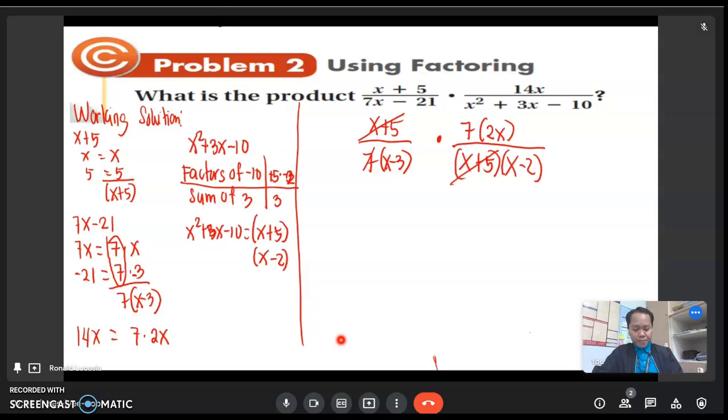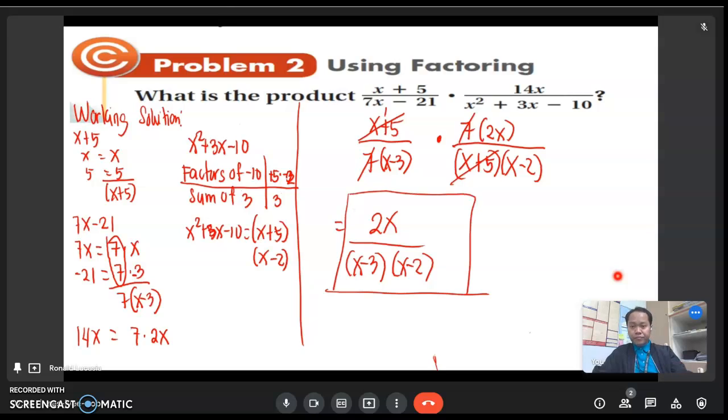So 7 can be cancelled out as well. So I have 1 here. Numerator times numerator, so 1 times 2x. That is going to be 2x over (x - 3)(x - 2). So this is now the final answer.